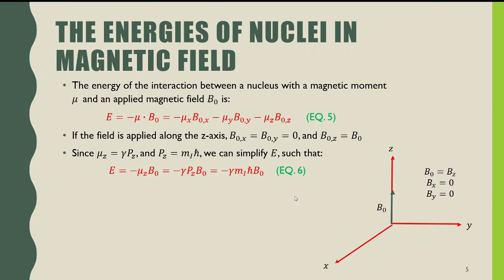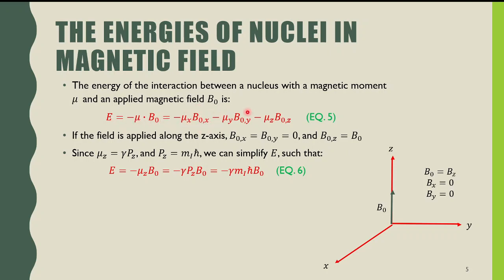So when you apply a magnetic field, as in you put your nucleus in this NMR spectrometer, so you have this very strong magnetic field. The energy of the interaction between the nucleus with a magnetic moment and the applied magnetic field is given by this: E equals minus mu times B naught.